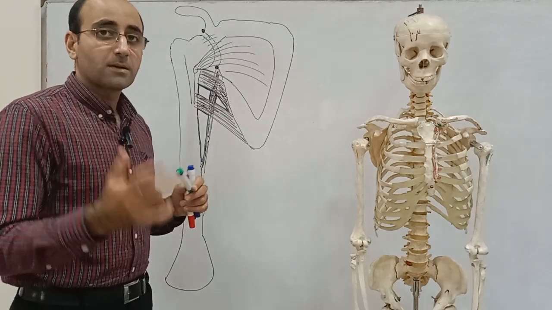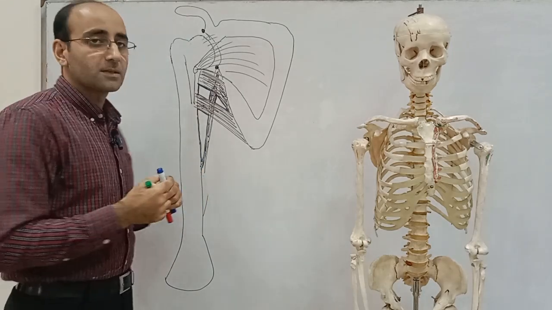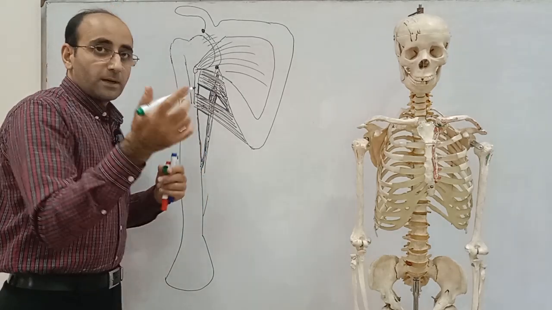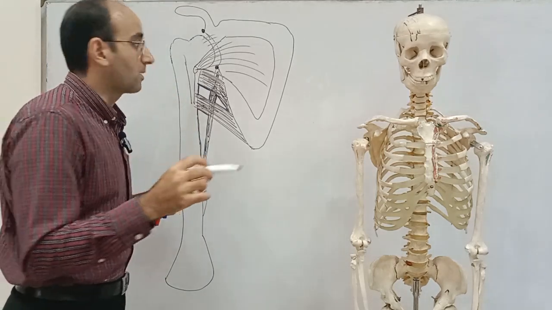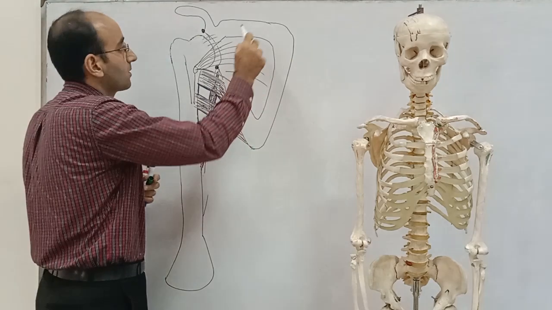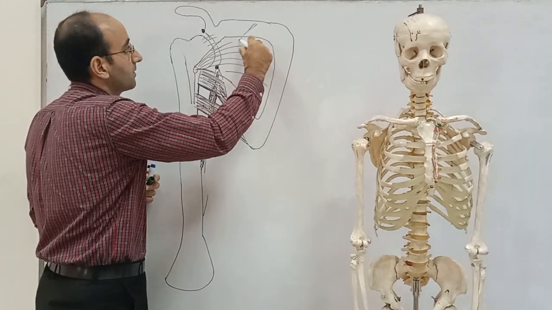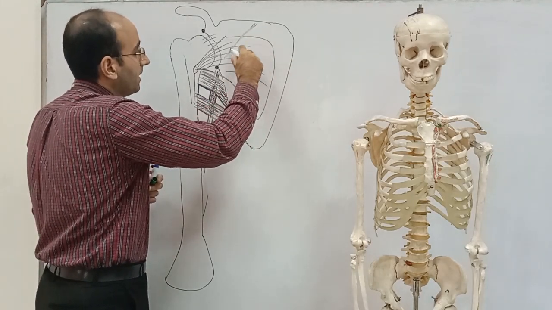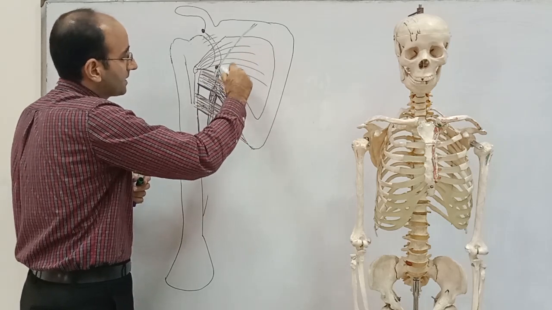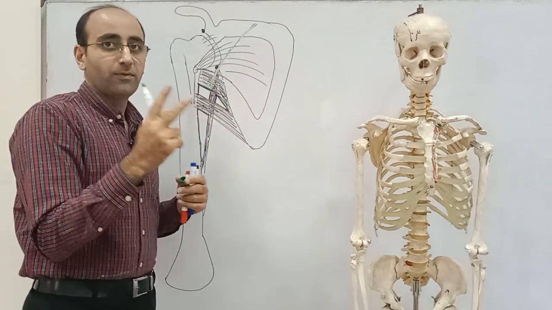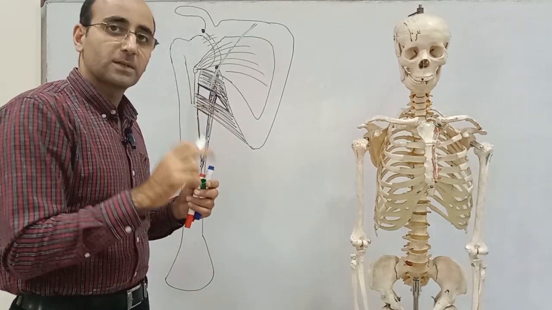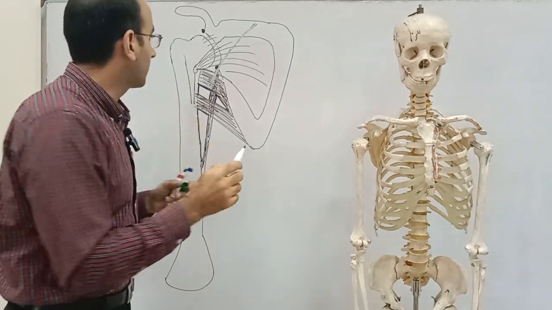Now let's discuss the contents of these intermuscular spaces. As you already know, the brachial plexus has three cords. One of them is the posterior cord. So I'll only draw the posterior cord. Here comes the posterior cord, which I've shown with the green color. As the posterior cord reaches the axilla, it divides into two terminal branches, the axillary nerve and the radial nerve.